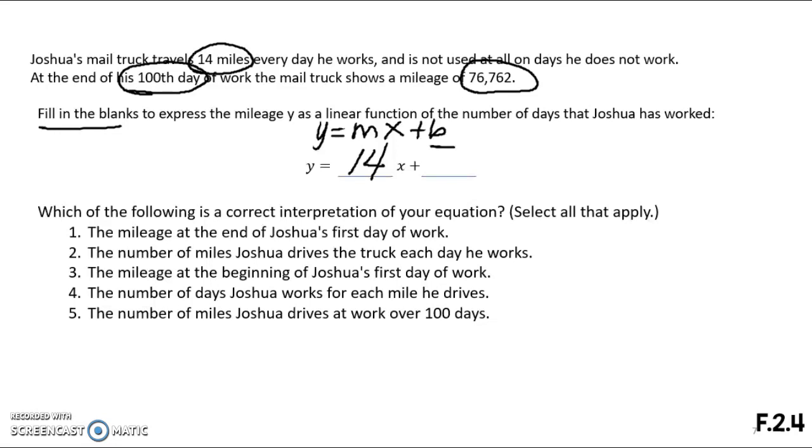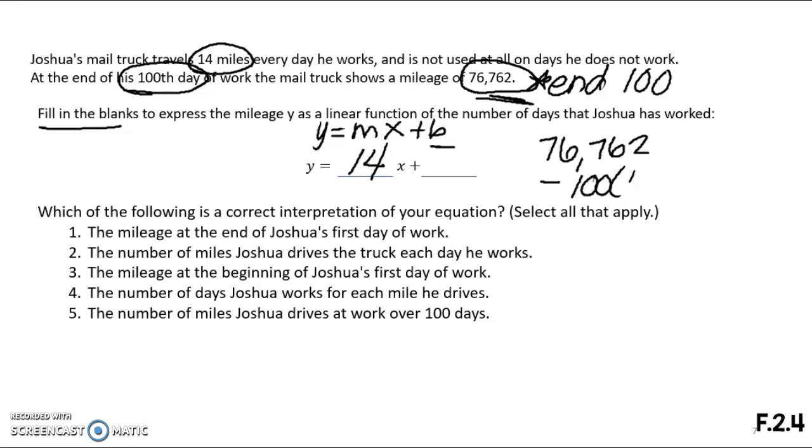The b value is my y-intercept, so it's my initial value. And you might want to say, oh my gosh, that's 76,762. But I beg to differ, because this is the mileage at the end of 100 days. To figure out where he started, I need to take the 76,762 and subtract out 100 days of driving. Each day he drove 14 miles, so 100 times 14, I can rewrite this as 76,762 minus 1,400.